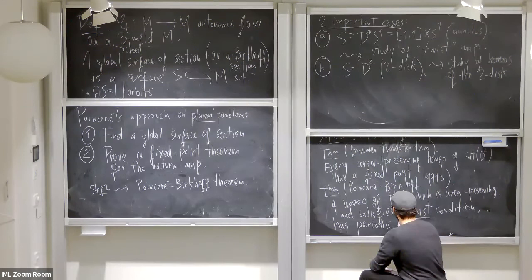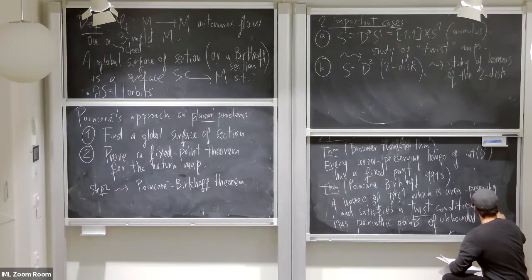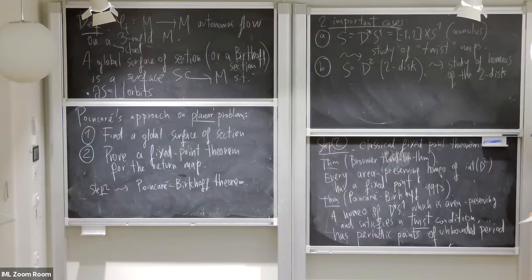Periodic points. Unbounded period. So usually there's a version, which I guess was the original one, that says it has at least two fixed points. I'm just stating a slightly improved version in which I'm stating infinitely many periodic points. So not necessarily fixed points. This is one of the versions of the theorem.